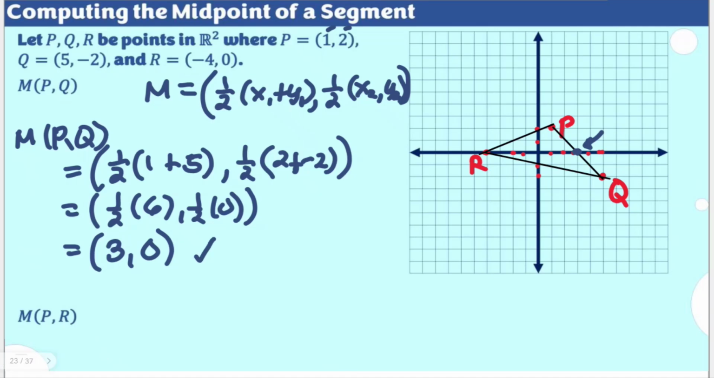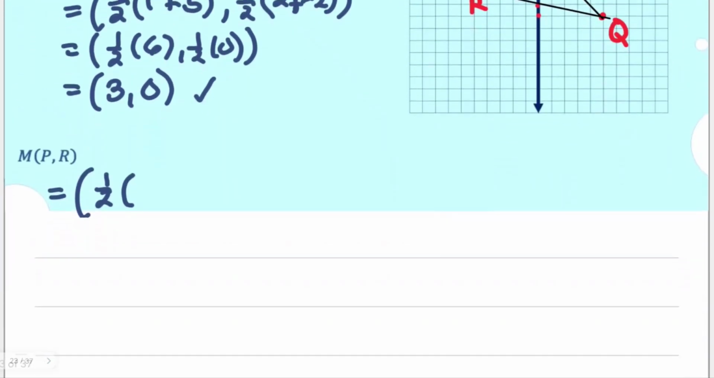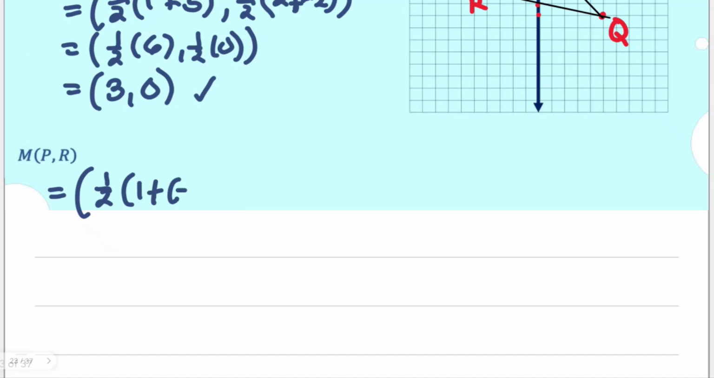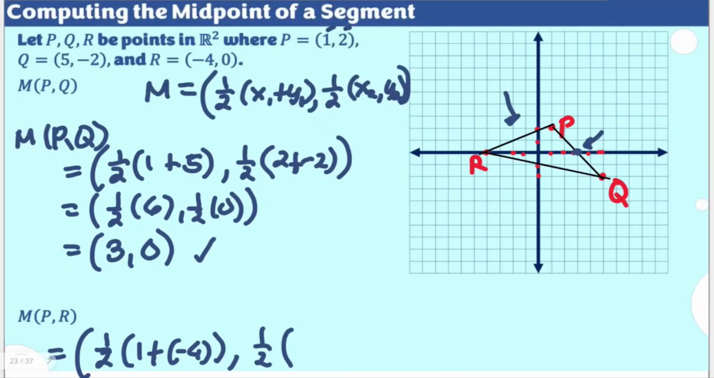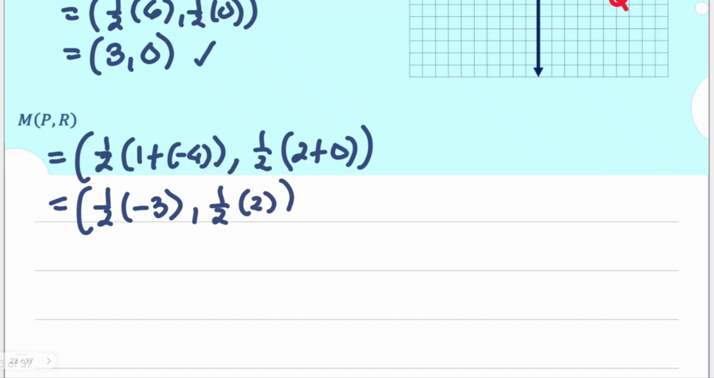So let's have the next one, P and R here. Let's find where the midpoint is. For P, again, 1 and 2. For R it is -4 and 0. So this is equal to 1/2 of 1 plus -4, then 1/2 of 2 plus 0. This is actually 1/2 of -3 and 1/2 of 2. So the midpoint is at (-3/2, 1), or (-1.5, 1).